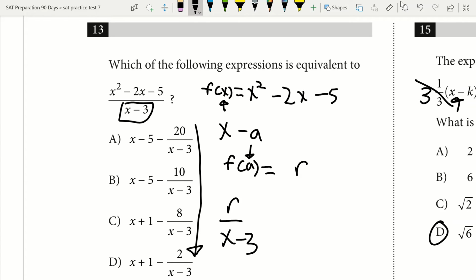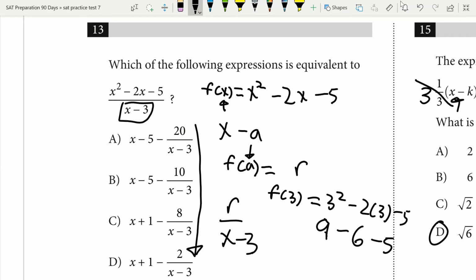So now that you know this trick, watch how quickly I can solve this. I'm just doing f of 3. That's going to equal 3 squared minus 2 times 3 minus 5. 3 squared is 9. 9 minus 2 times 3, that's going to be minus 6, and then minus 5. 9 minus 6 leaves me with 3. 3 minus 5 leaves me with negative 2.